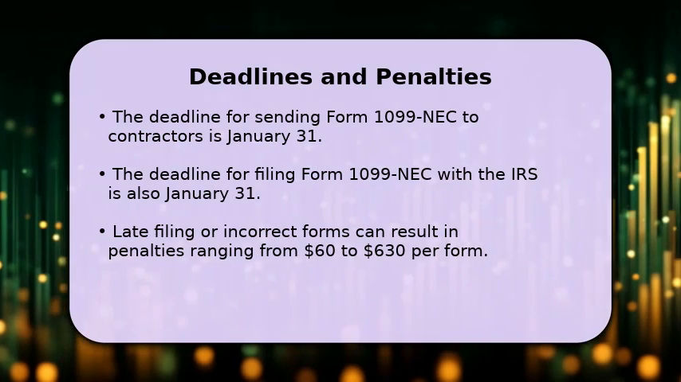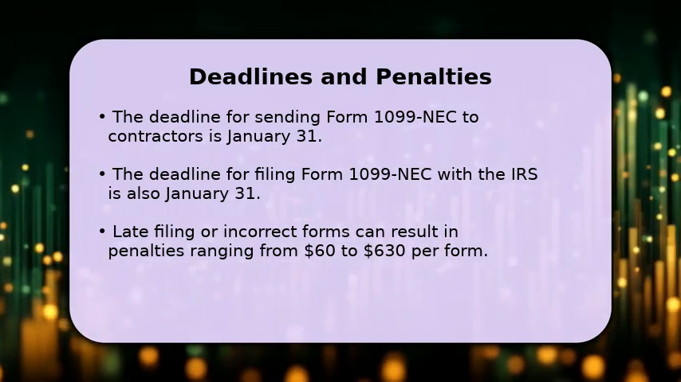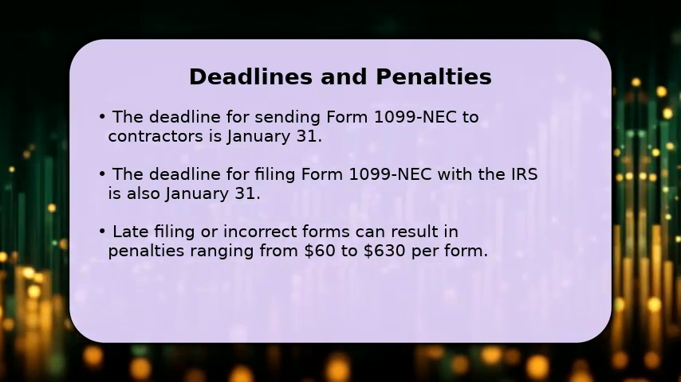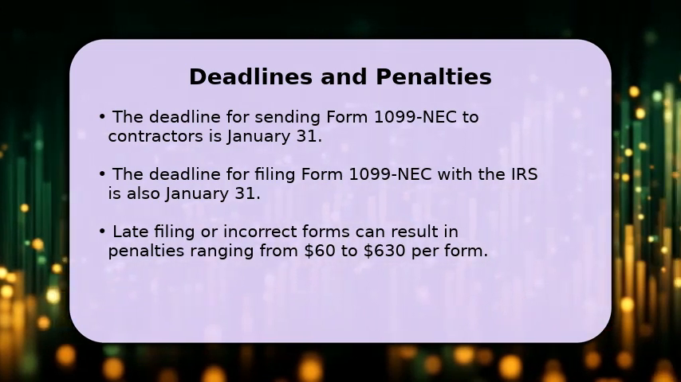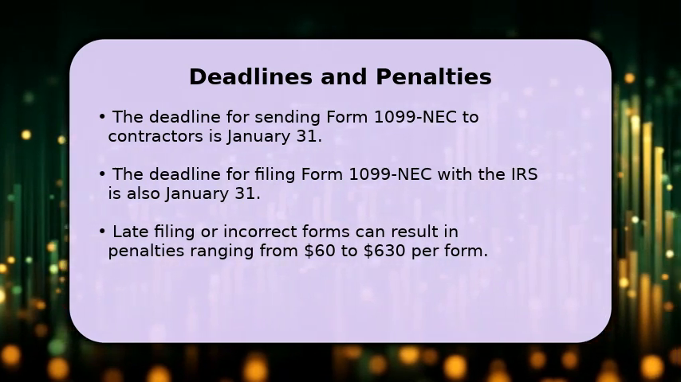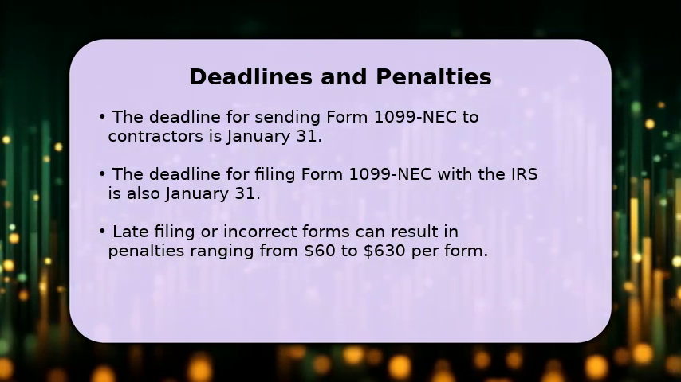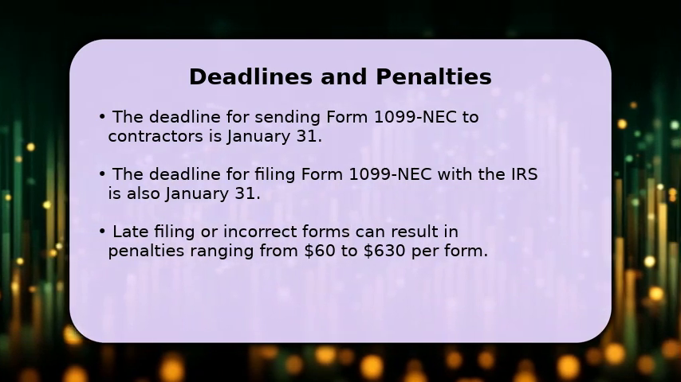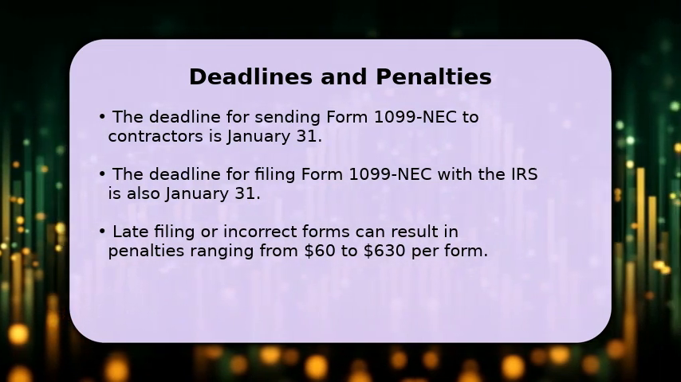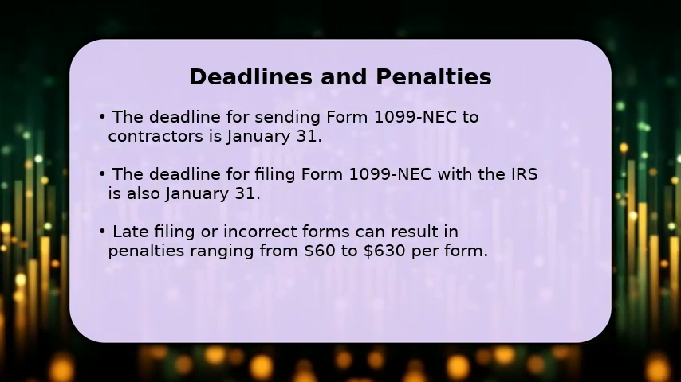Meeting the deadlines is extremely important when filing Form 1099 NEC. Both the deadline for sending copy B to your contractors and filing a copy with the IRS is January 31. Missing these dates or submitting incorrect information can lead to significant penalties. These penalties can range from $60 to $630 per form, depending on how late you are and the nature of the error. Always aim to file early to avoid any last-minute complications.